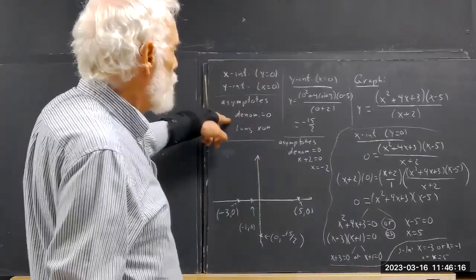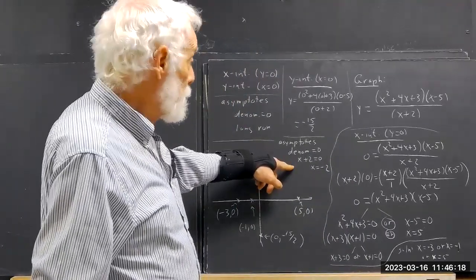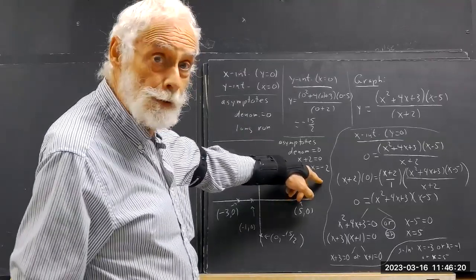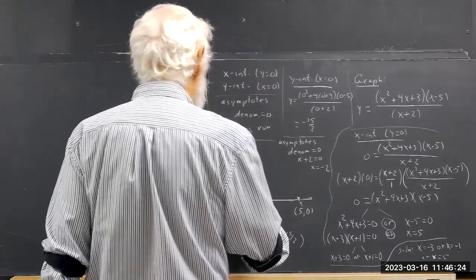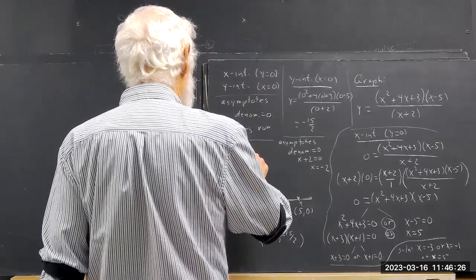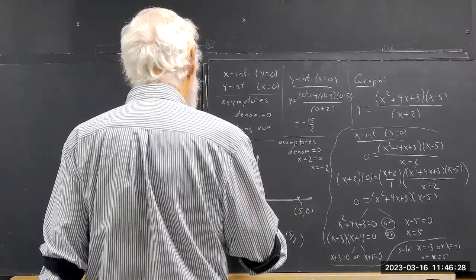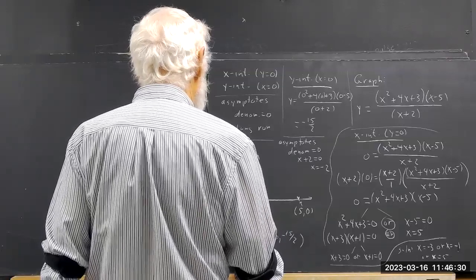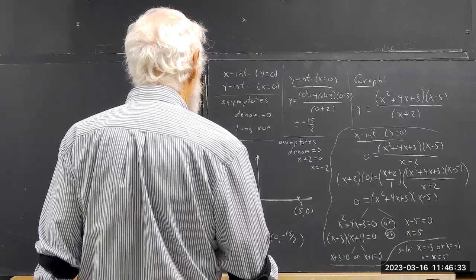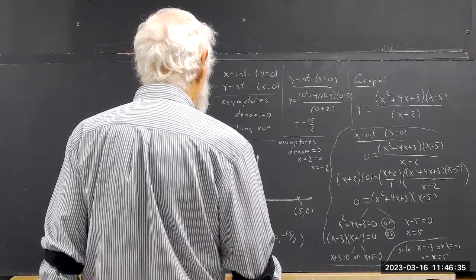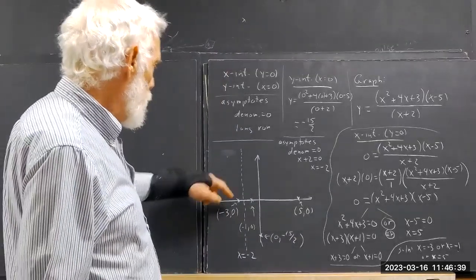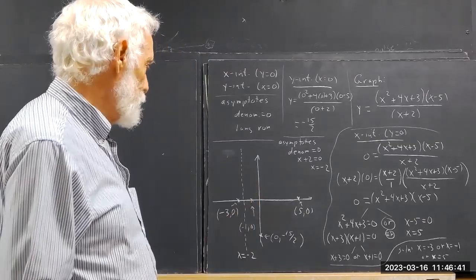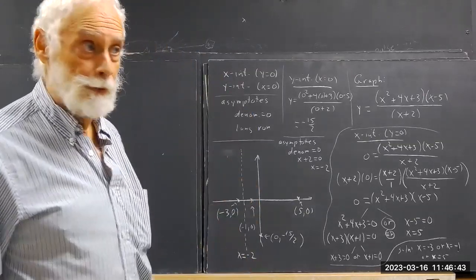Asymptotes. Denominator equals 0. X plus 2 is the denominator. It's equal to 0. X equals -2. That's a vertical asymptote because x equals -2. The statement x equals -2 has a graph that looks like this. Now it should be halfway between -3 and -1, and I missed it, but you get the idea.